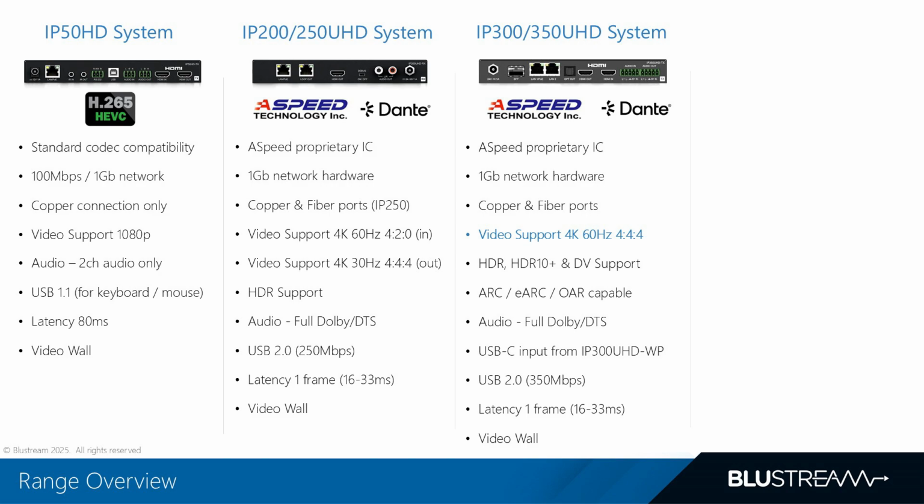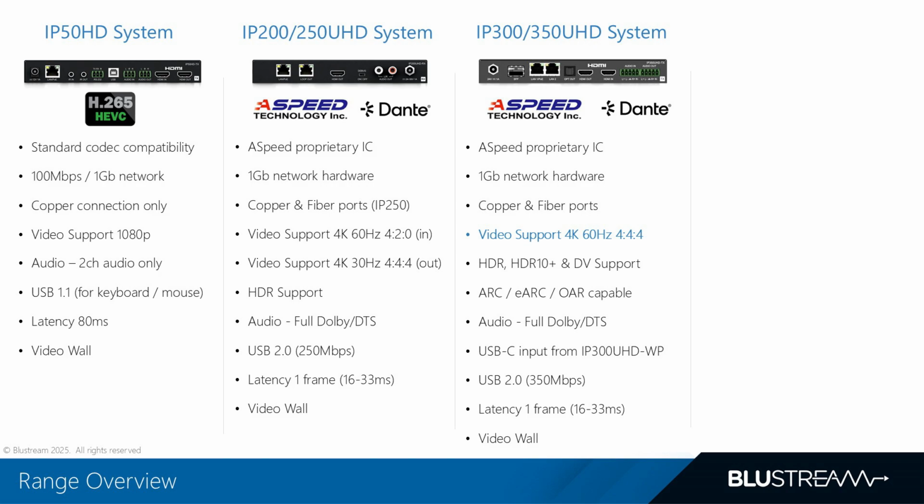Prior to this, achieving uncompressed or visually lossless 4K at full 18 gigabits typically meant two things. You either had to invest in high-cost proprietary silicon or upgrade to a 10 gigabit network infrastructure, both of which could push projects out of budget or feasibility. But the IP300 series changed that.